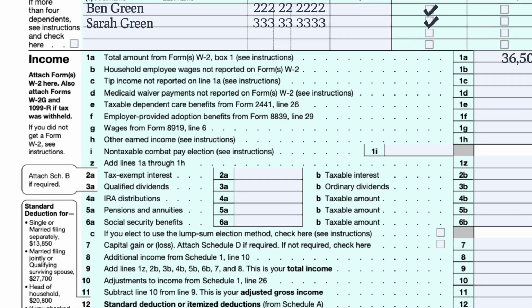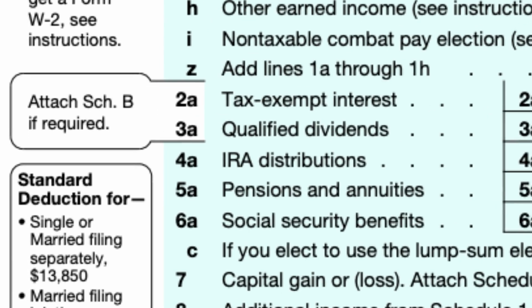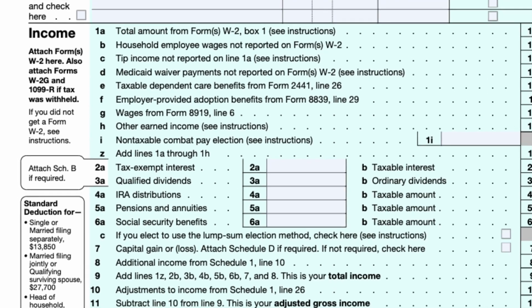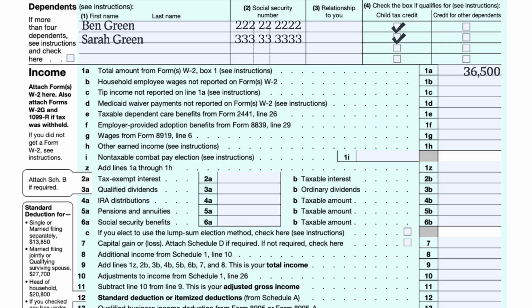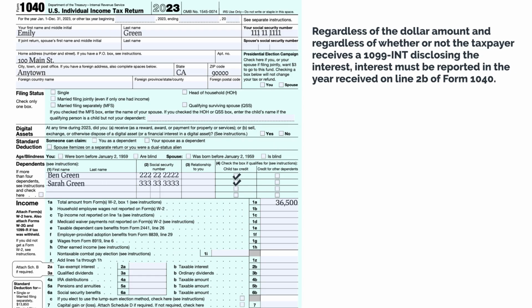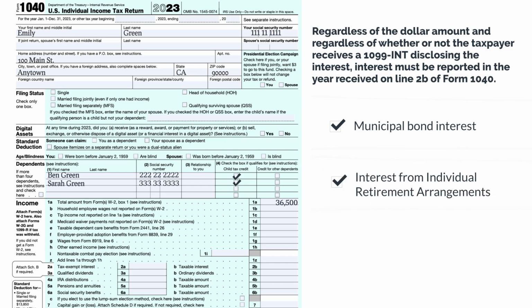Now we are going to move on to line 2A and 2B, which is tax-exempt interest and taxable interest. To review, on line 2A, tax-exempt interest is reported. Some examples of tax-exempt interest include municipal bond interest or interest from individual retirement arrangements.